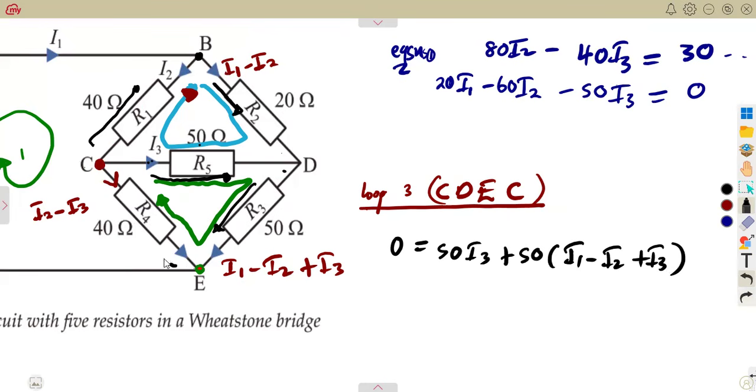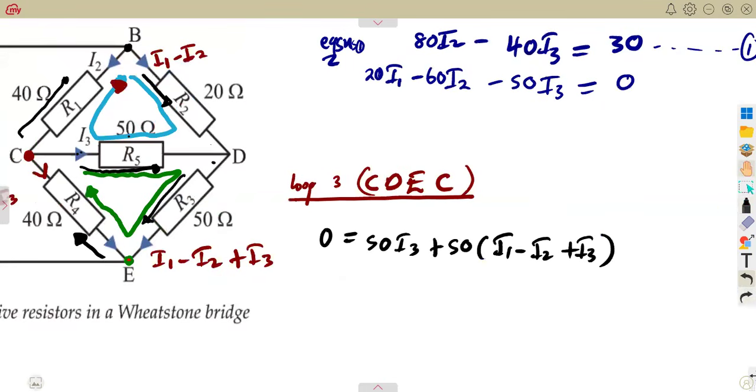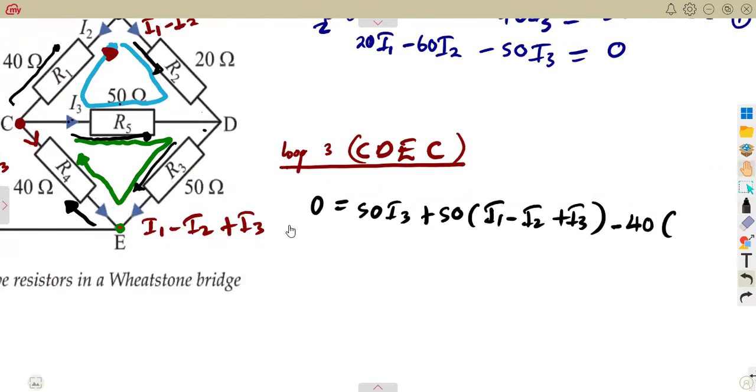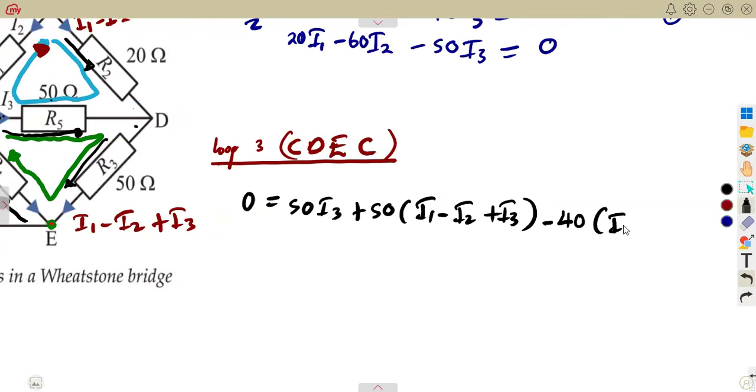And we can move on from E to C, which is the last part. What is happening from E to C? You are opposing. Look, the current is going this way, and you're going that way. So that's a negative. You're opposing. So that will be negative 40 into the given current. What is our current? I2 minus I3. You are opposing, so you must subtract. Use a negative. You formed an equation.